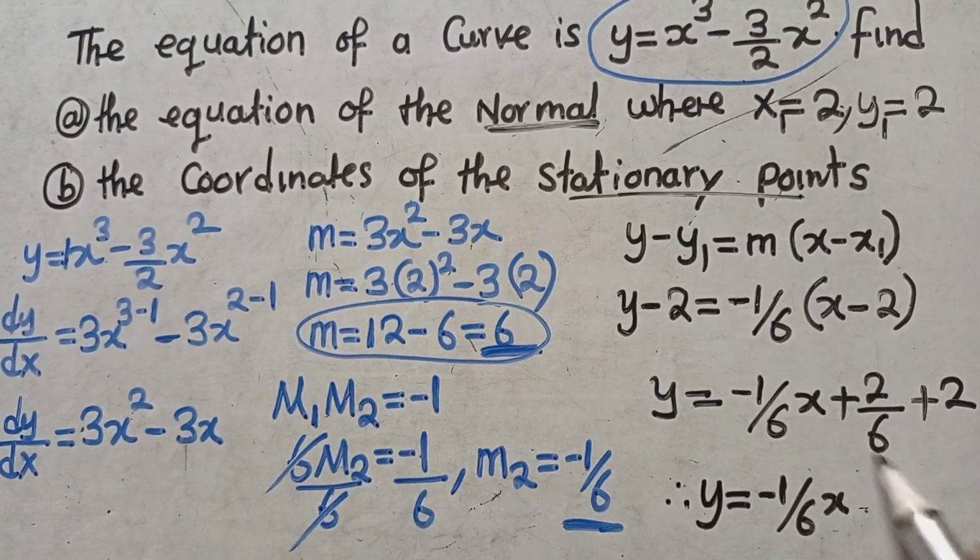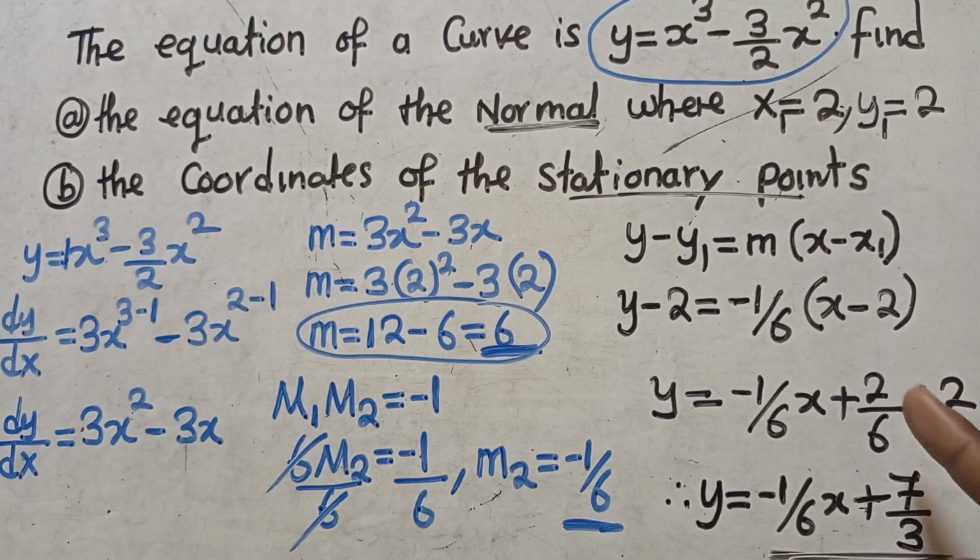Then I evaluate this part. When you evaluate this part, the answer you are going to get will be 7 over 3. So evaluating that, you use your calculator: you punch 2 over 6 plus 2, and you are going to get 7 over 3. So that is all about the equation of the normal.